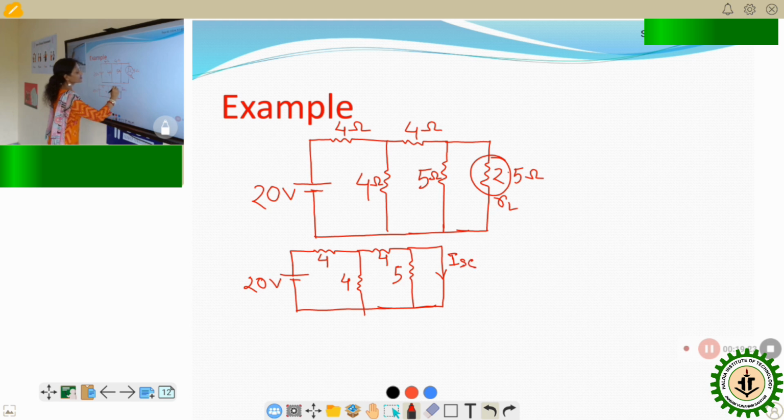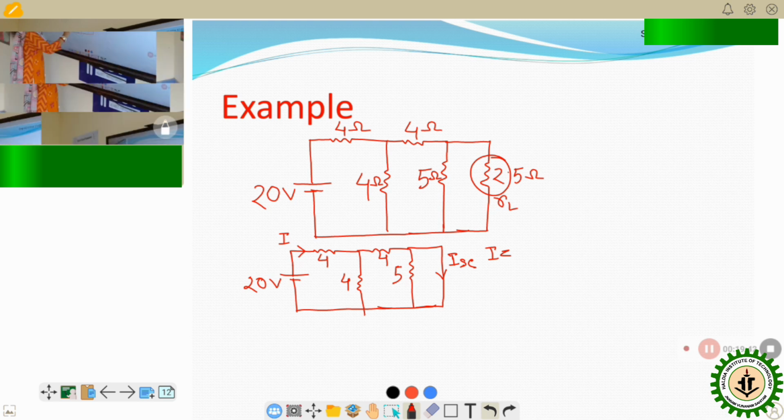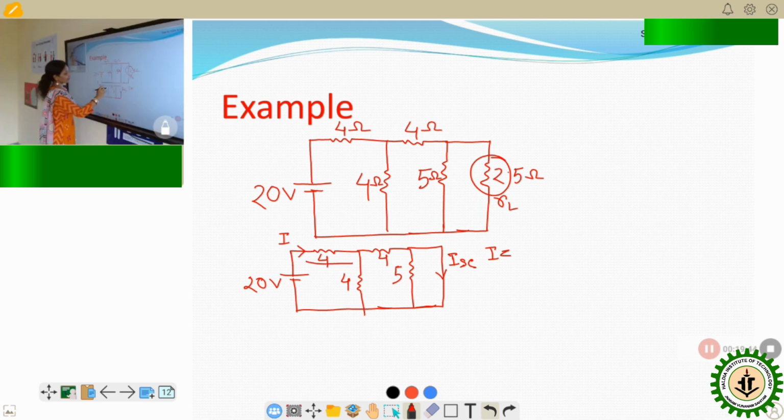Now calculate the short circuit current ISC. So before calculating short circuit current, calculate the total current or supply current or circuit current I. I will be equal to V upon R. V means 20 volt and the equivalent resistor. Equivalent resistor means that current flowing through 4 ohm, then flowing through 4 and that 4, but not flowing through that 5 ohm resistor, directly flowing through the short circuited part, because current always follows the low resistance path. So bypass that 5 ohm resistor.